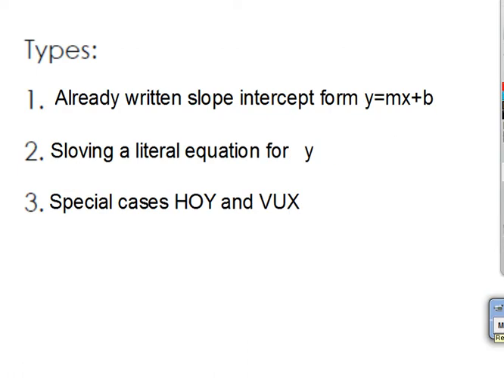We will see a couple of different types. You may see an already written slope-intercept form. It will already be in y is equal to mx plus b style. We might see an equation where we might have to solve for y first. And we will also see special cases such as Hoy and Vux.